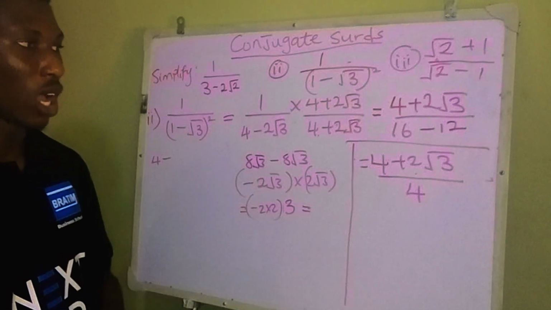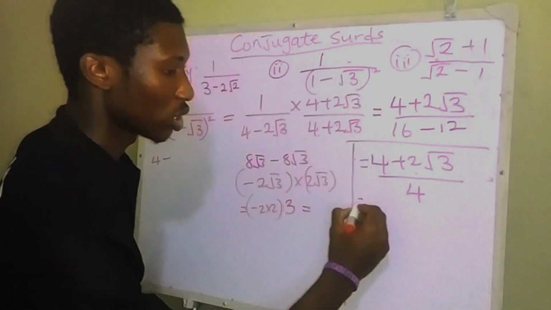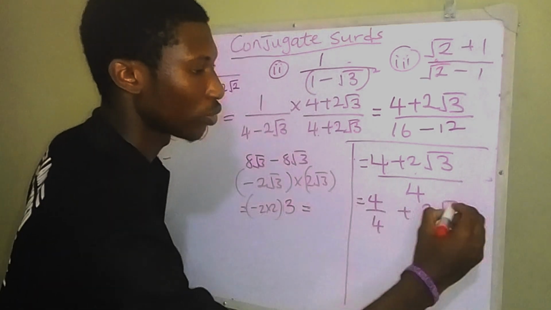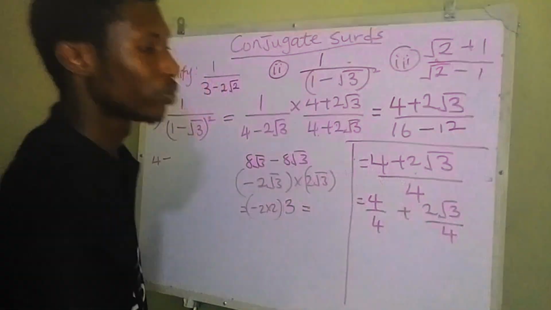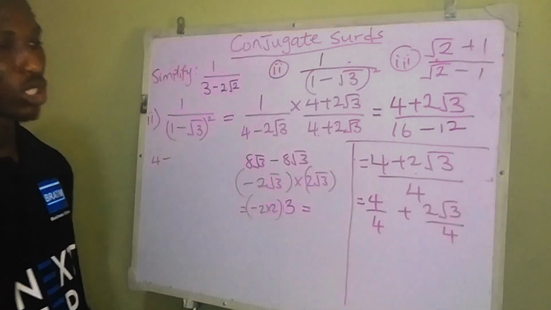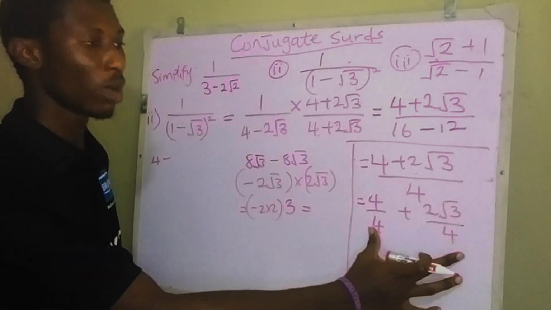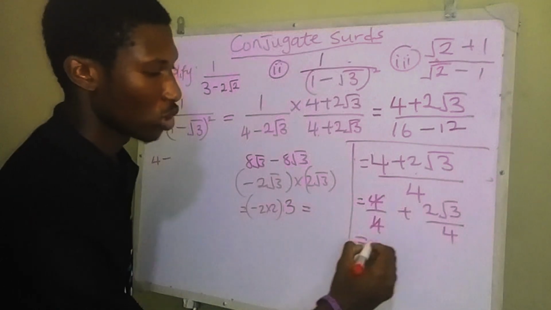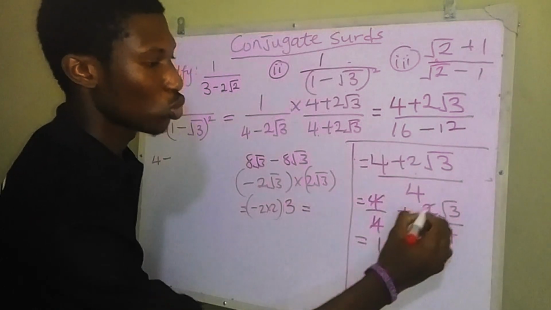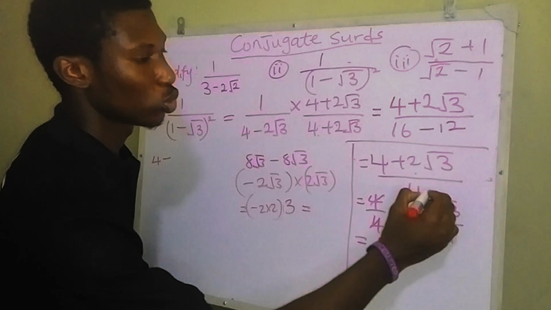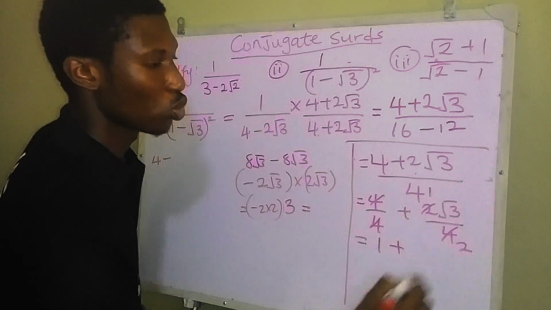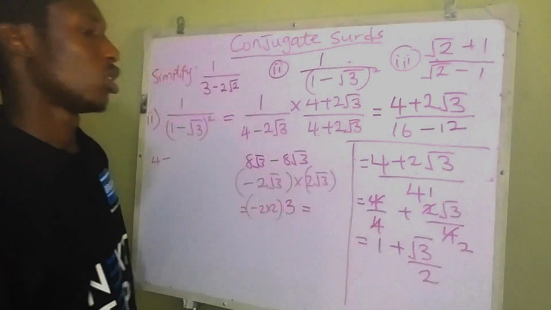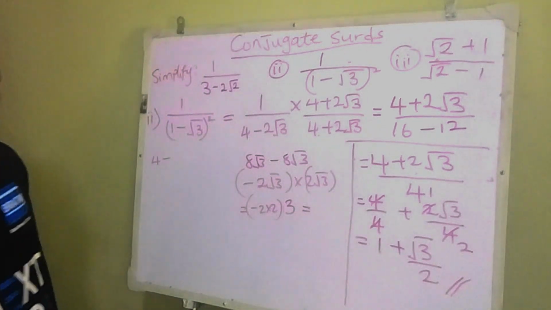You can go a step further. If you want to simplify it more, you can say 4 over 4 plus 2 square root of 3 over 4. It is the same thing, because if I take the LCM of both of these numbers, I will have this. So 4 divided by 4 is 1. So I have 1 plus 2 into 2 is 1, and 2 into 4 is 2. So I'll have the root of 3 all over 2. And this will be my final answer.